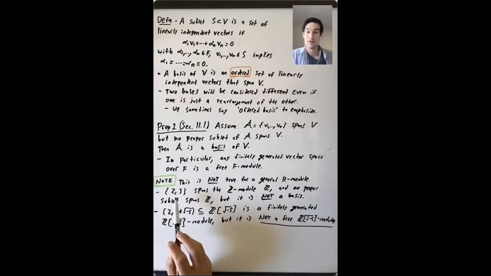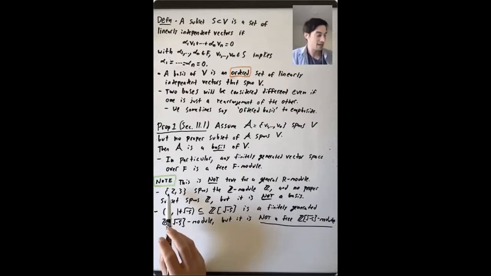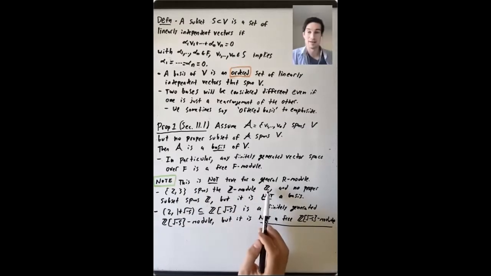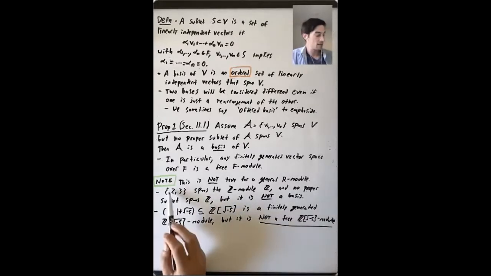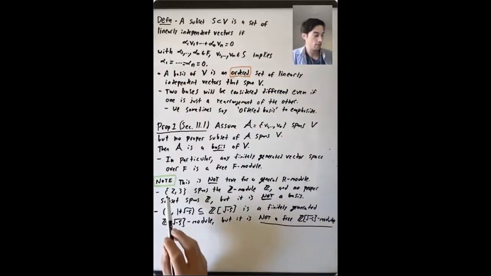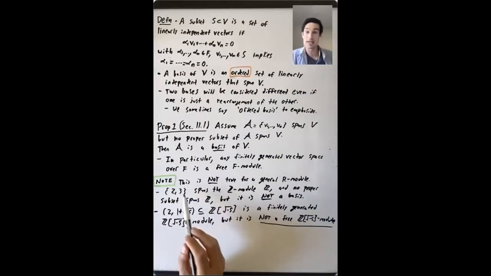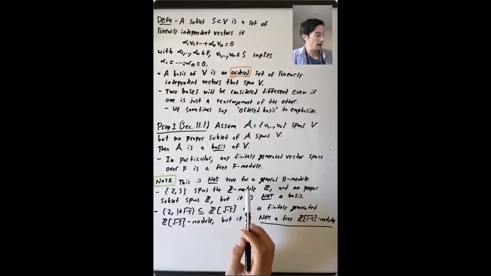For example, we talked about the setting of the Z module Z. Z is a Z module, and the set {2, 3} spans Z. No proper subset of this set spans Z. If you take just 2 or just 3, you don't span Z. But this set does not form a basis because 2 and 3 are not linearly independent. It is easy to write down a non-trivial relation: 3 times 2 plus -2 times 3 equals 0. So Proposition 1 is just not true for a general R module.